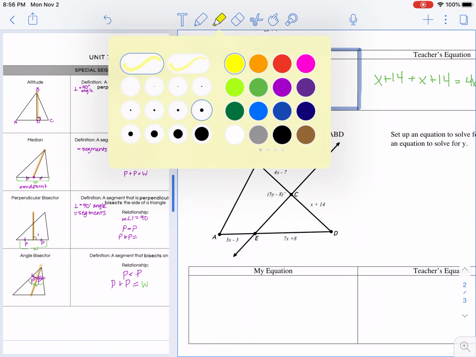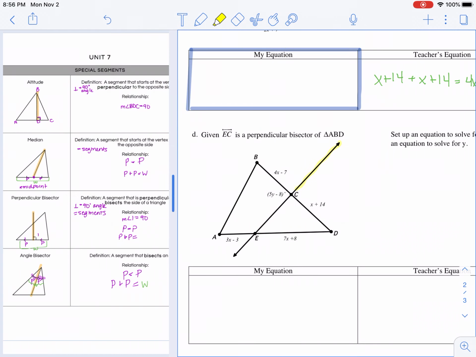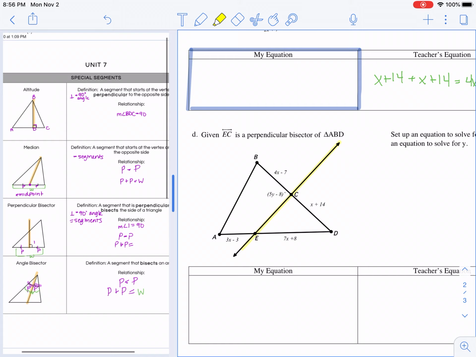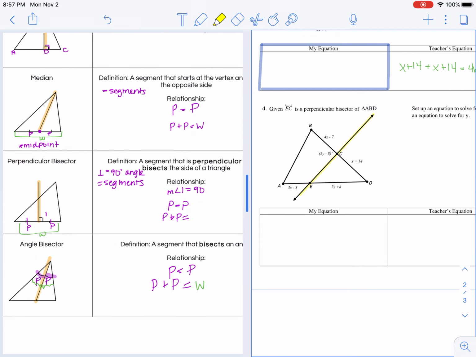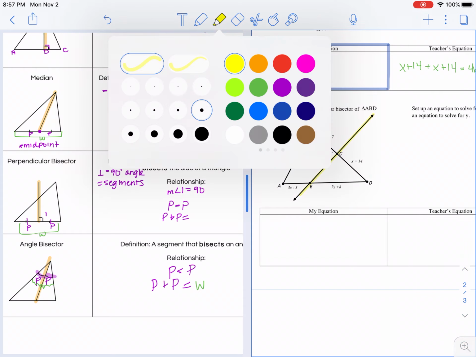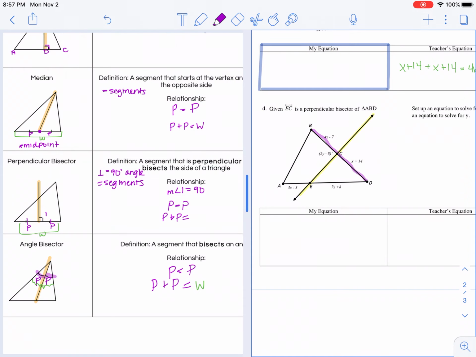Our last one, line EC, is a perpendicular bisector. So we have to remember perpendicular bisector. This is a big one. There are two things that happen. We bisect a segment. That's the bisector part. So we're bisecting the segment BD, and we're breaking that into two equal parts. And then we're also creating that 90-degree angle. So it's not only did it bisect segment BD, it also created a 90-degree angle there as well.